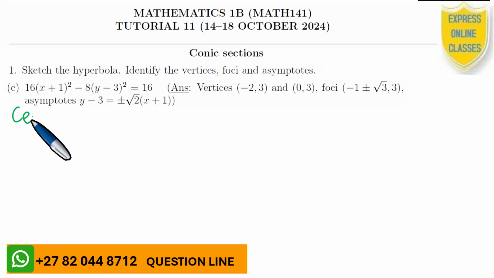First, you must find the center. We must first find the center.